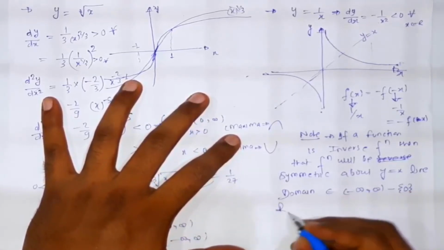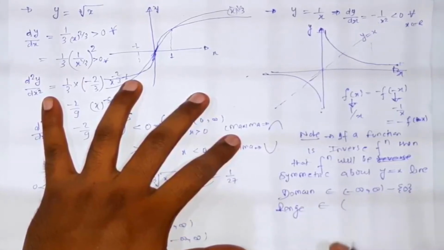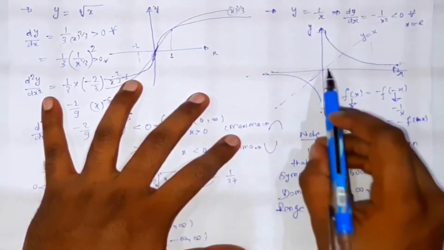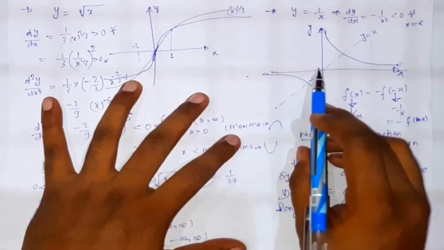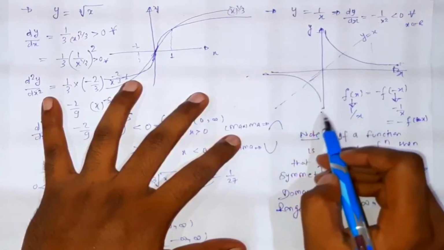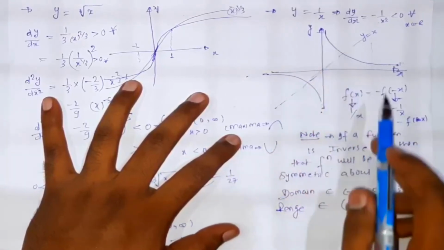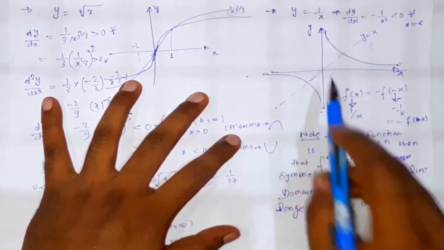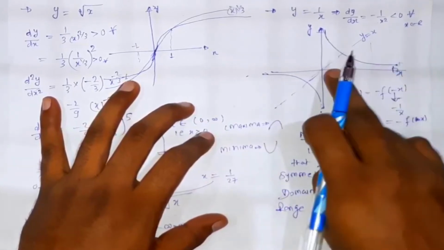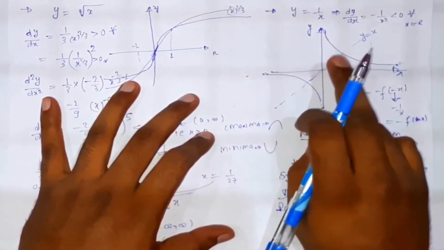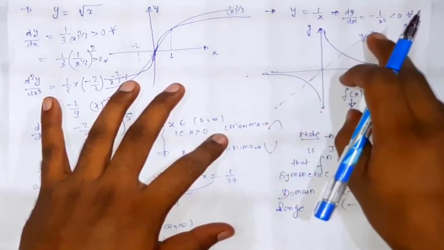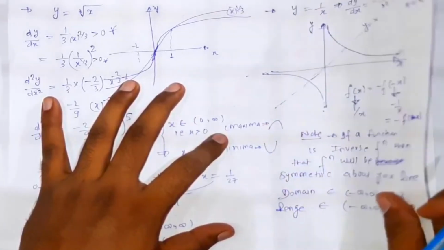As far as the range is concerned, range will be minus infinity to infinity except 0. Here again we are not getting the value y = 0, because the graph is lying from minus infinity to infinity, and we are getting the values of y from minus infinity to infinity except 0. This is the range of this function. And this is an odd function, reverse symmetric about the y-axis, and symmetric about the y = x line. I hope it is clear to all of you.